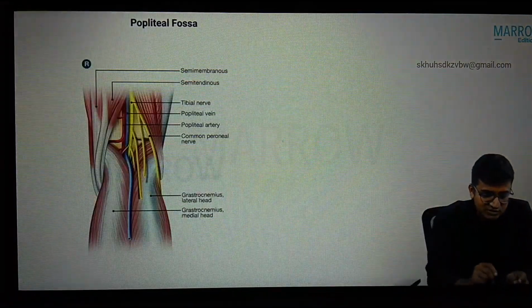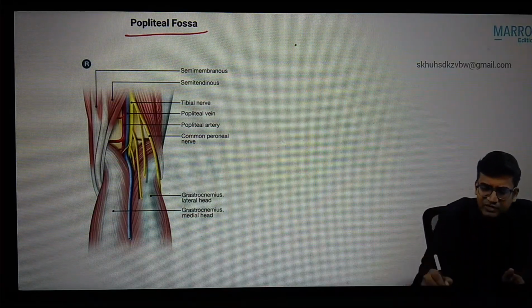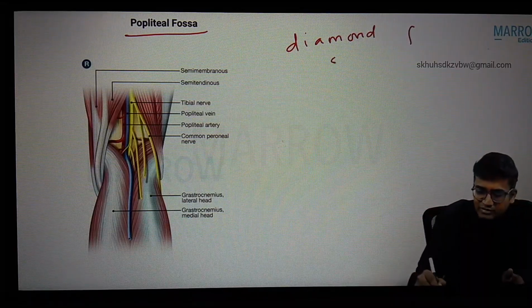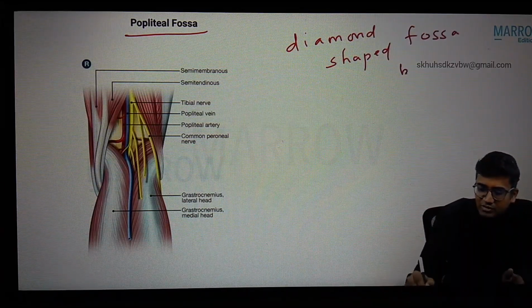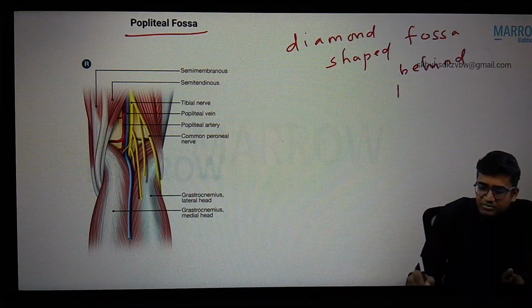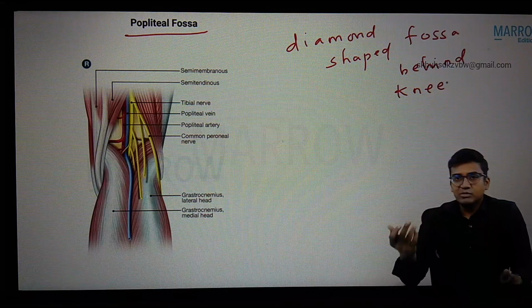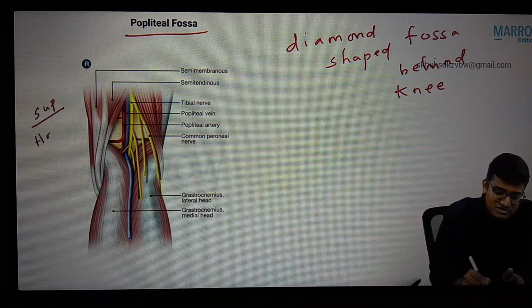Next, we're going to see the popliteal fossa. Now, the popliteal fossa, I told you already, it is the diamond-shaped fossa behind the knee joint. Okay, right. Now, what are the boundaries? Now, superior boundary is formed by hamstring muscles.